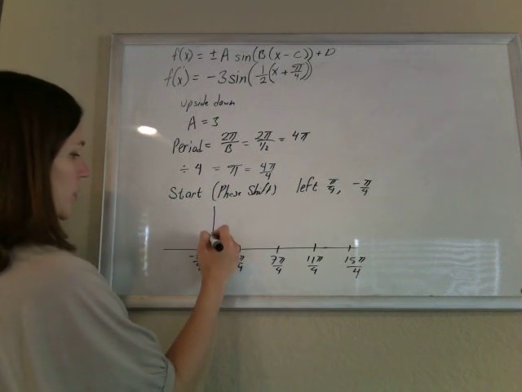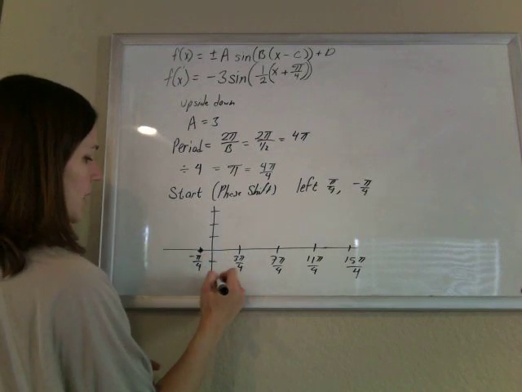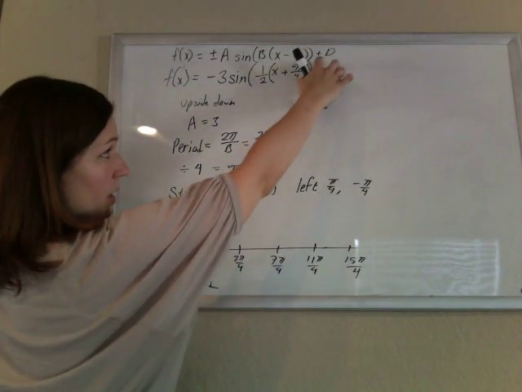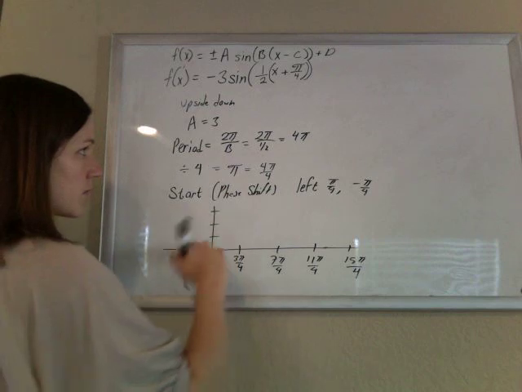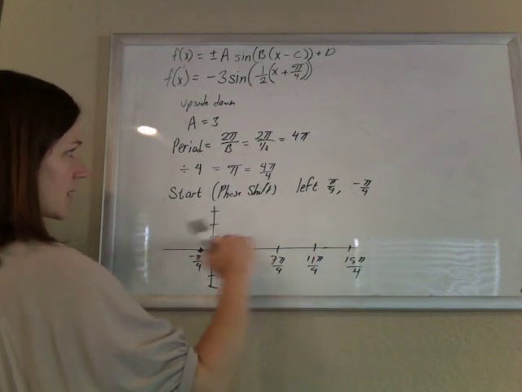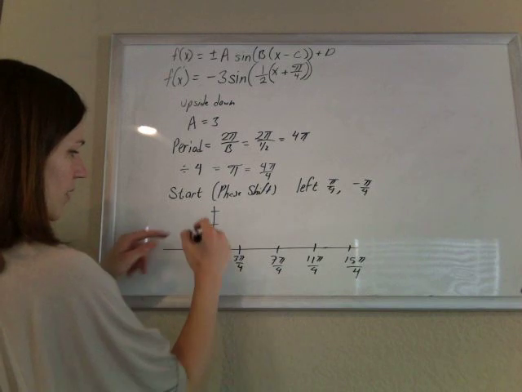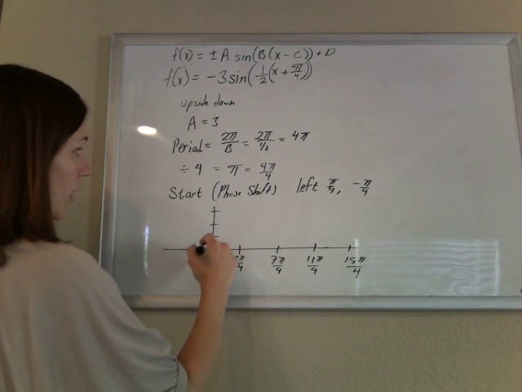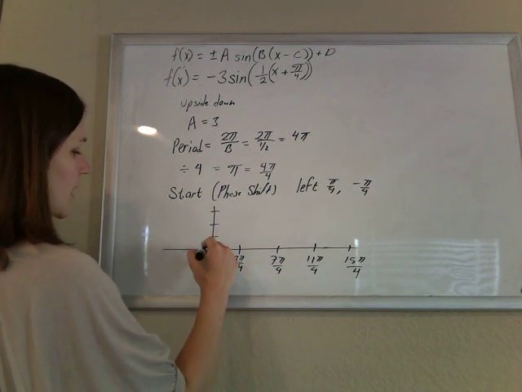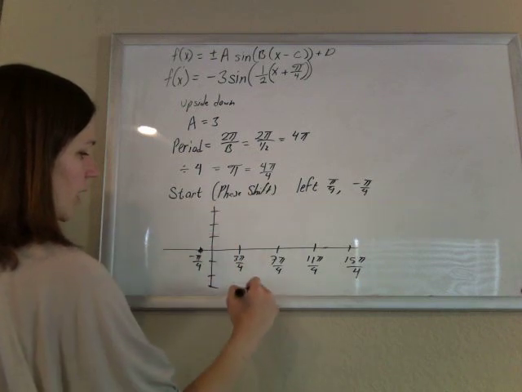My amplitude is 3, so it's going to be 3 up and 3 down. It hasn't been shifted up and down at all, so the middle is still the x-axis. It's sine, so it starts at 0 instead of the cosine, which would start up. And because it's upside down, instead of going up first, I'm going to go down first.